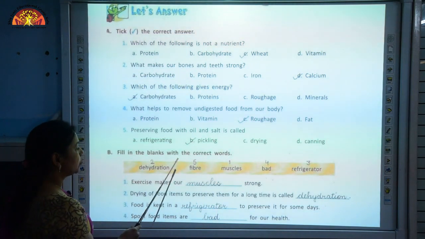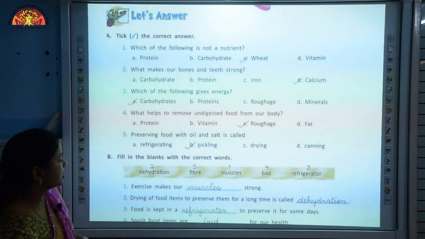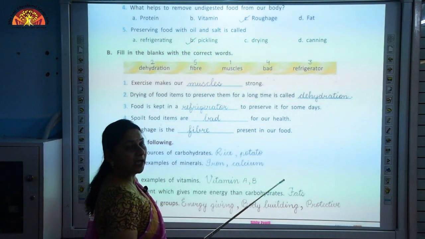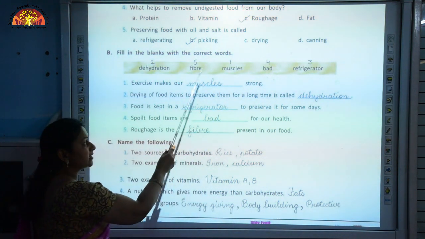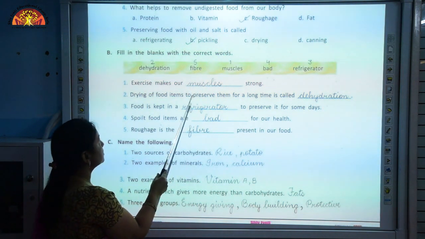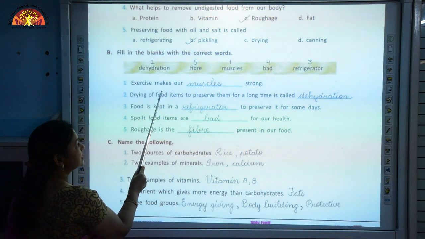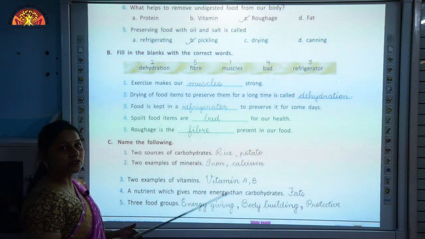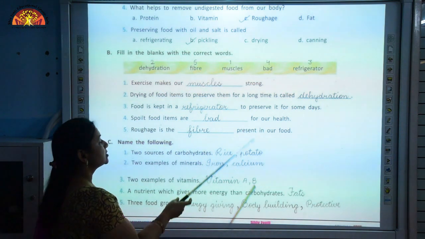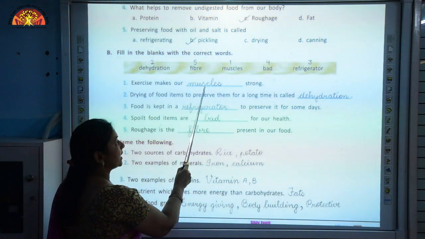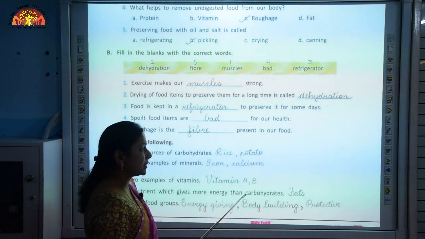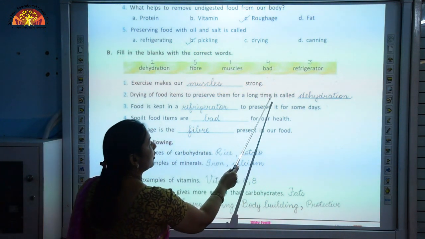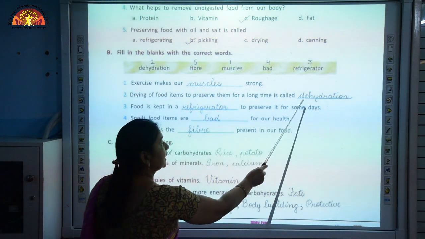Fill in the blanks with the correct words. Our second question is fill in the blanks. You are provided 5 words in the help box. You have to pick the correct one and put it in the space provided. The first one, exercise makes our dash strong. Exercise, it helps to build strong muscles. So, you are going to write M-U-S-C-L-E-S, muscles.